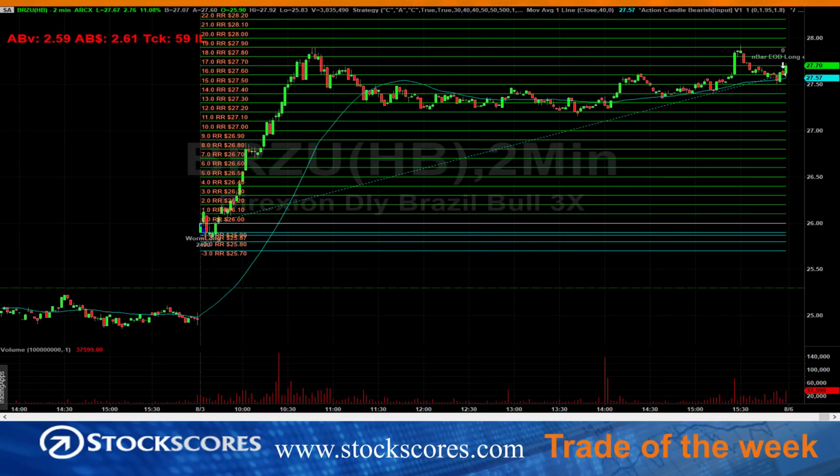On to the trade of the week. And this is a trade in an ETF that I'd never really heard of. This is the Brazilian 3 times leverage ETF. So when the Brazilian market goes up, this goes up 3 times as fast. I found it using my worm strategy, which I'm actually changing the name of to the Stock Scores Day Trader strategy. It fit the rules right on the open this morning.